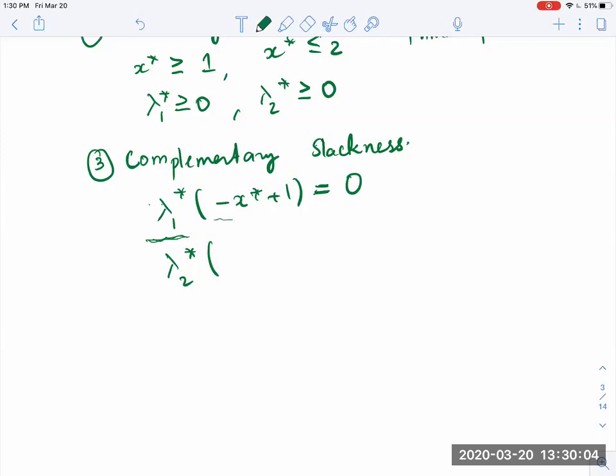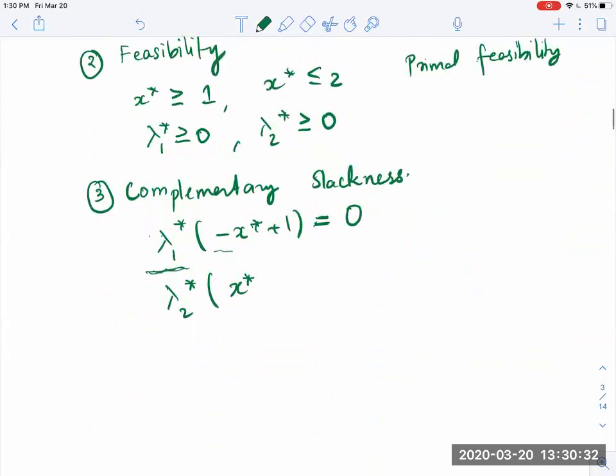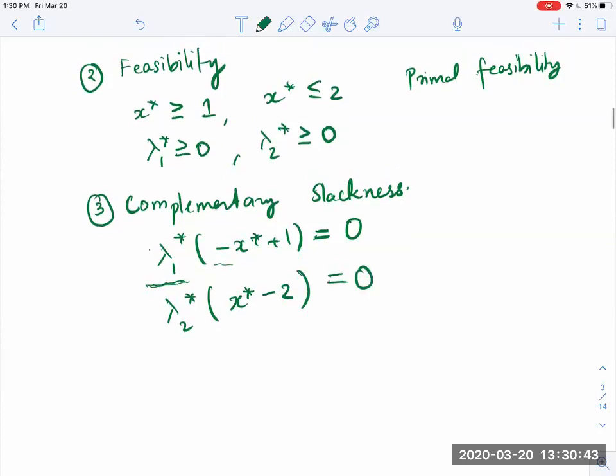Correct? Yeah. So that tells you something about whether your x star lies in the boundary of your feasible set or not. You'll see this interpretation later. When I say boundary, if x star satisfies your inequality with equality, that means it lies in the boundary, right? I will talk more about this in the later part, which brings about this concept, lambda 2 star times x star minus 2 is 0. For now, we're just writing down KKT conditions.